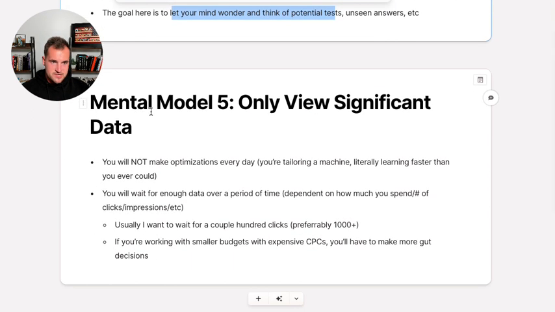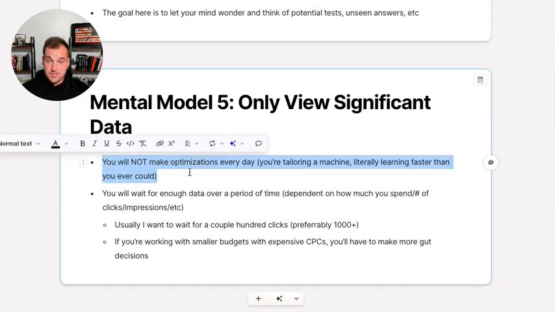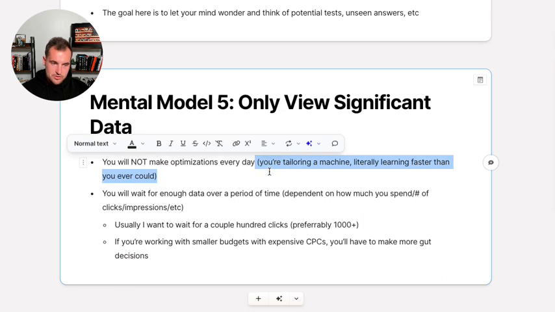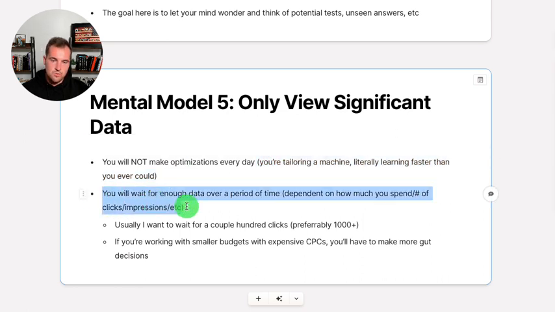Then the last one is only viewing significant data. So you will not make optimizations every day unless you're spending at least probably 2-3K a day. You're overanalyzing it. At the end of the day, you're tailoring a machine. The machine itself is learning faster than you ever could. So you will wait for enough data over a period of time, and this is very dependent on how much you spend versus the number of clicks and impressions, right?